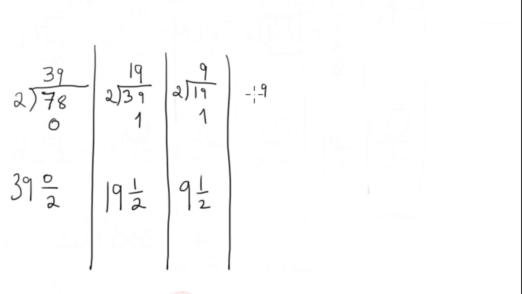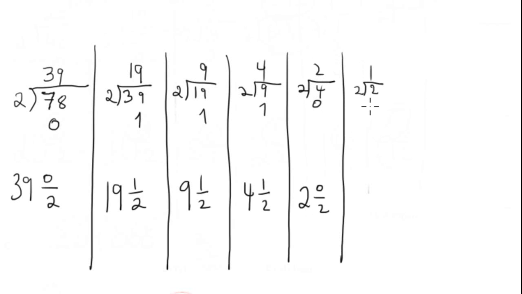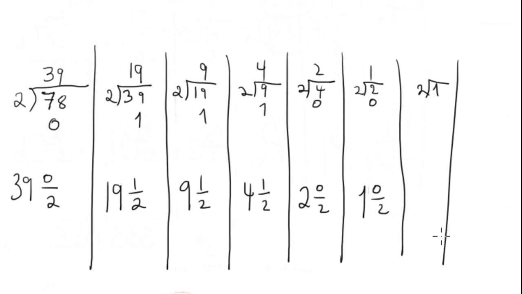Okay, now 9 divided by 2 is 4, remainder 1. Now 4 divided by 2 is 2, remainder 0. Now we continue. 2 divided by 2 is 1, remainder 0. And finally, 1 divided by 2 is 0, remainder 1.